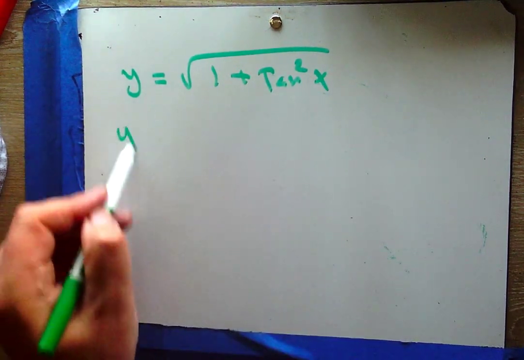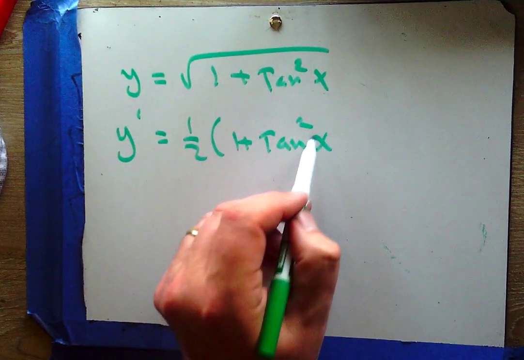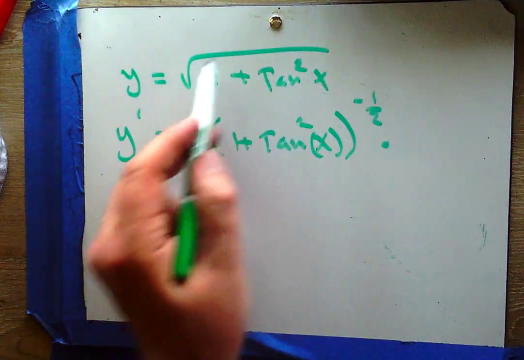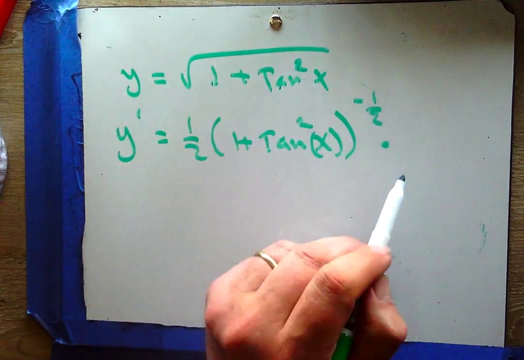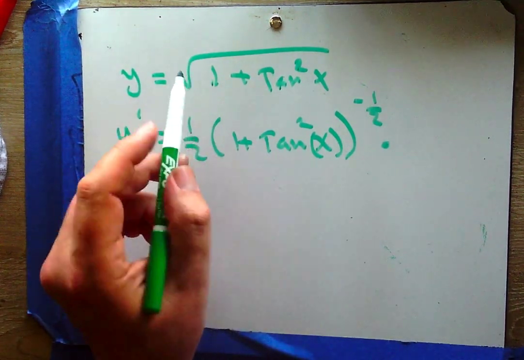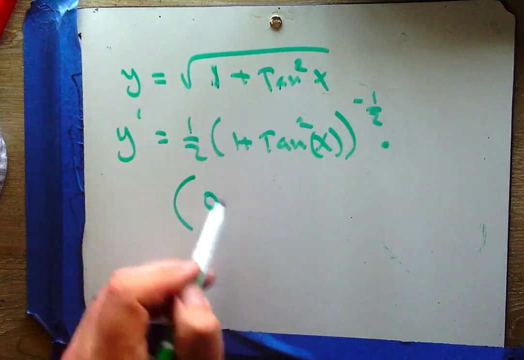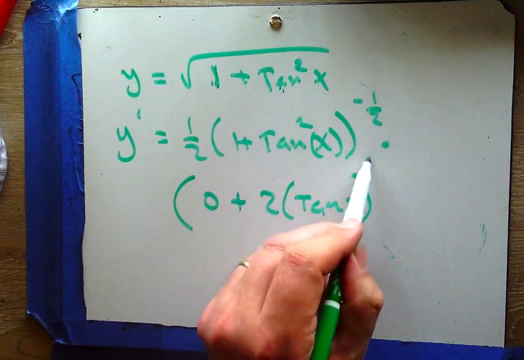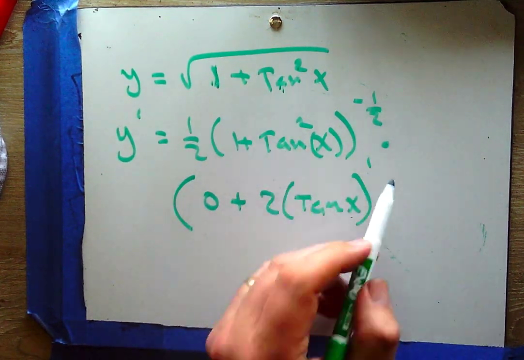Okay. So then a lot of people do 1/2, 1 plus tangent squared x to the negative 1/2, and then they come back and take the derivative of this inside stuff. The derivative of 1 is 0. It's not the derivative of tangent, it's the derivative of that squaring. I know it's strange, but a lot of people get lost right about here. This was 0 plus the derivative of that, 2 tan x to the 1, only times the derivative of that inside tangent function.